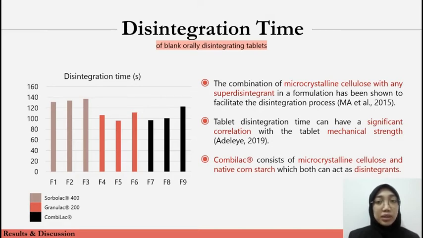Tablet disintegration time also has a significant correlation with the tablet hardness. Before this, we mentioned that the hardness of the tablets containing Sorbolac increased from F1 to F3. In this graph, we can see that the disintegration time also increased from F1 to F3. This applied to other formulations as well. The harder tablets have lower water penetration due to lower porosity and higher interparticular bonds. Formulations that contain Combilac from F7 to F9 have a lower disintegration time compared to others due to the presence of additional disintegrants, which are MCC and native cornstarch.